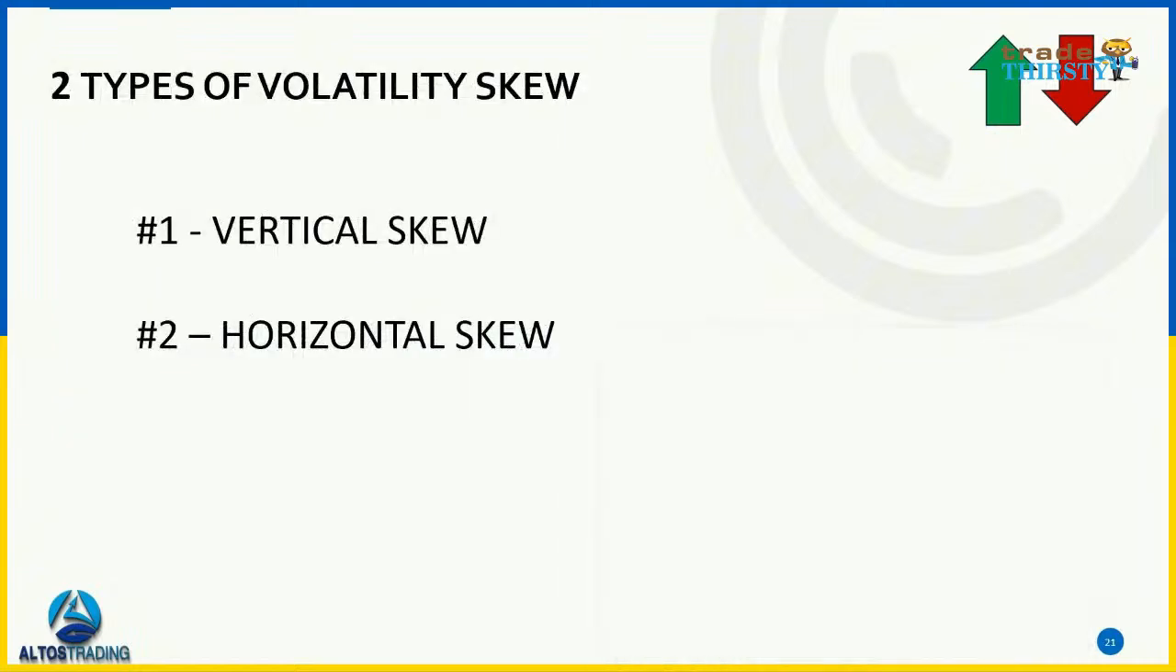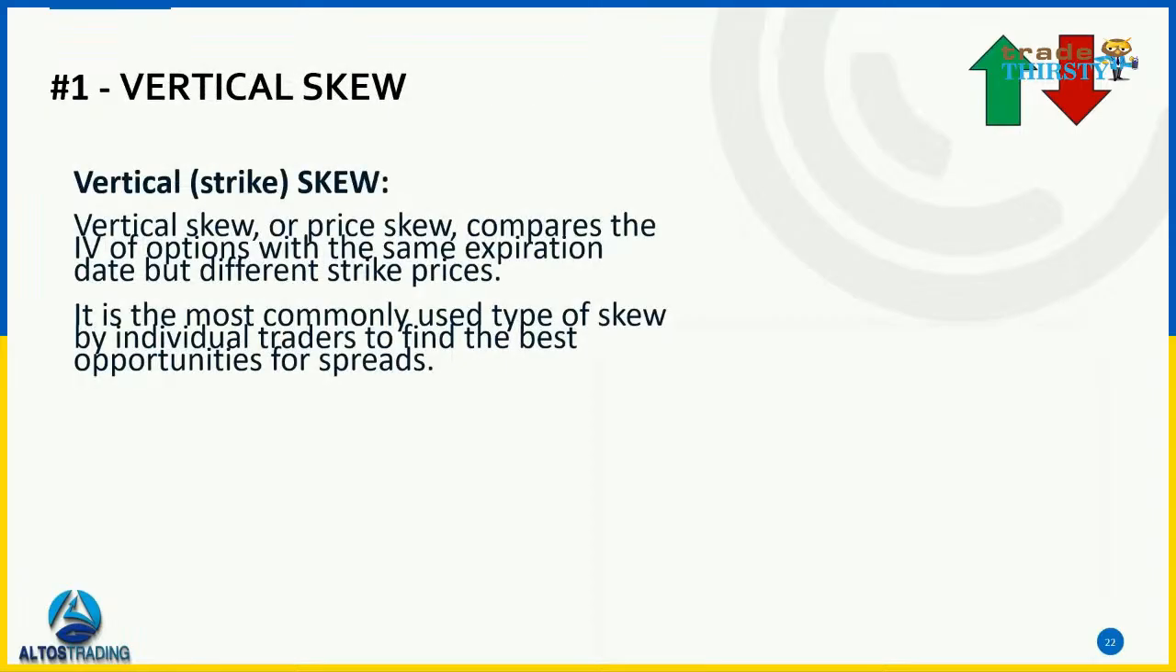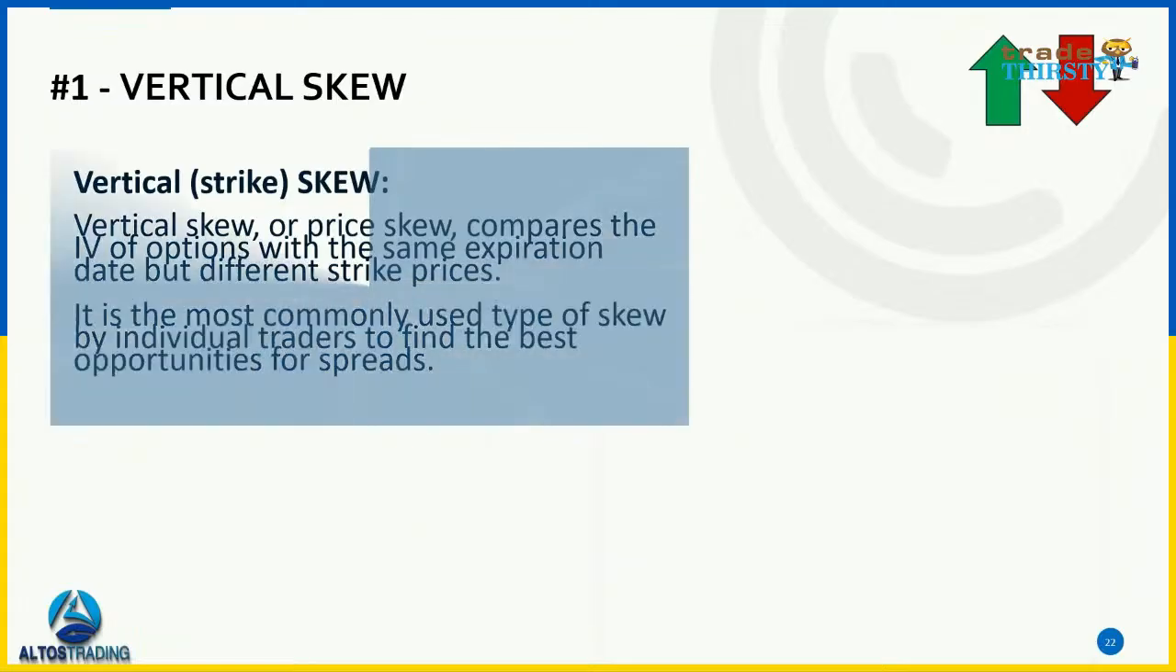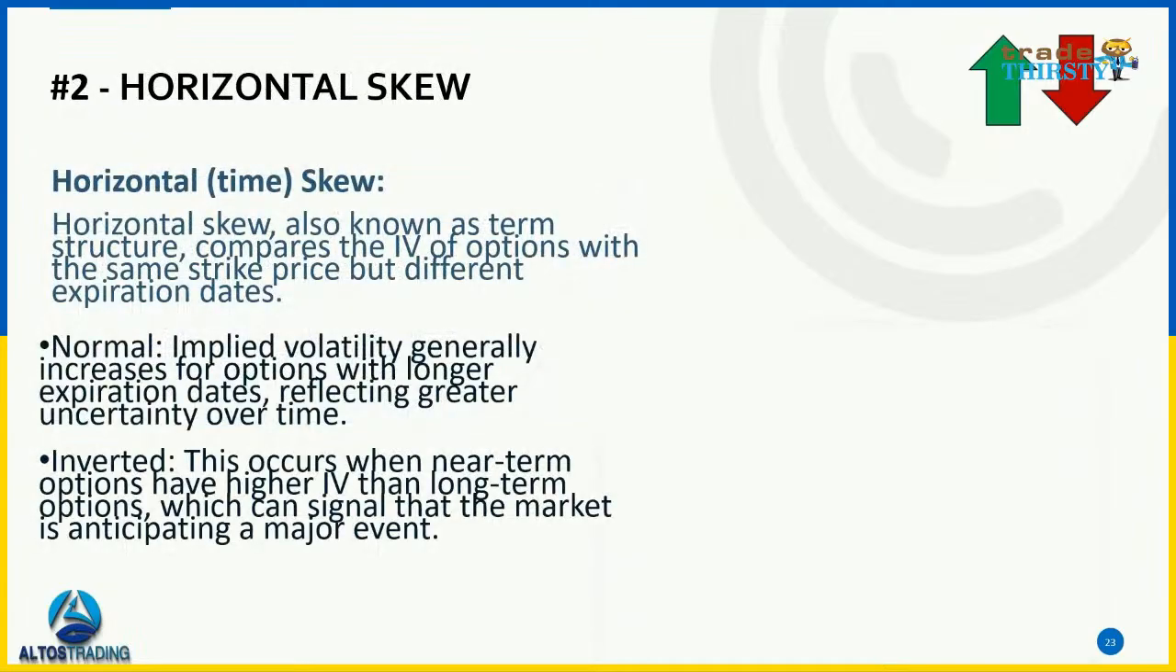All right, so there are two types of vol skew. There's vertical skew, like we just looked at, and then there's horizontal skew. Vertical skew is sometimes called price skew or strike skew. That compares the IV of options with the same expiration but different strikes. Time skew, which is sometimes called term structure or horizontal skew, compares the IV of options with the same strike prices but different expirations. So you would be concerned with this more for a calendar spread.